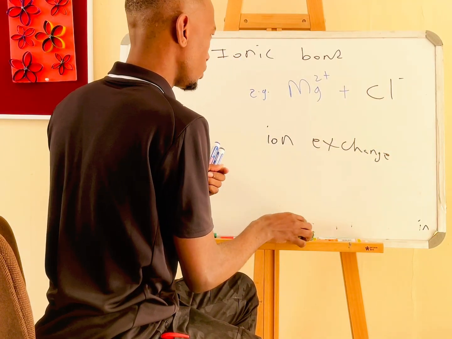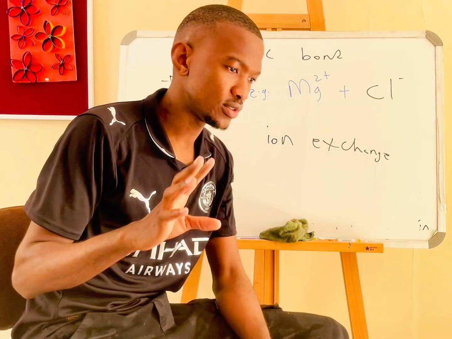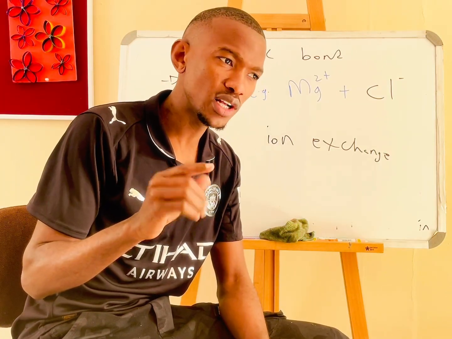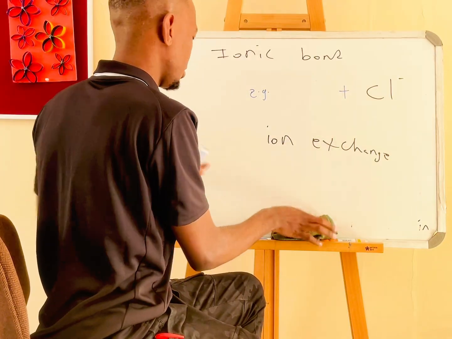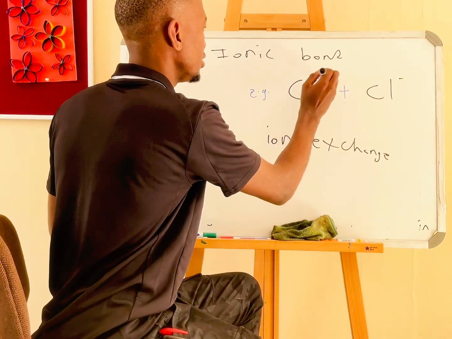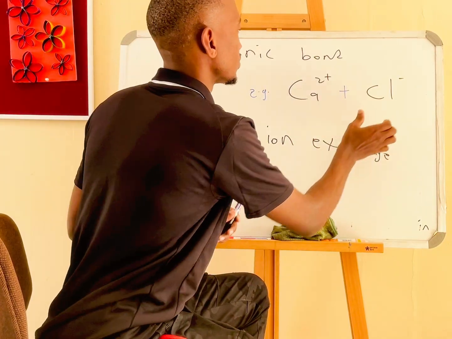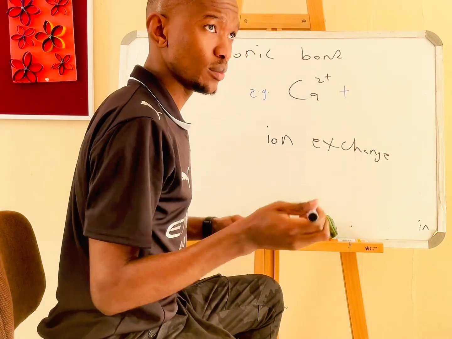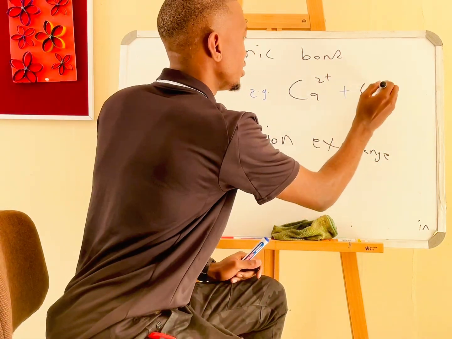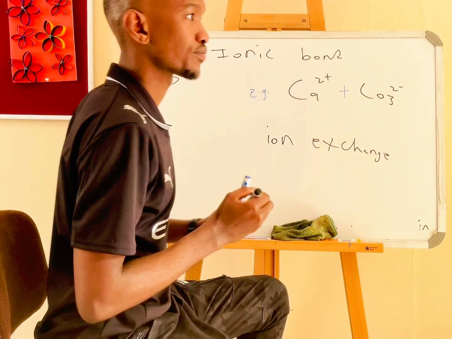Then, one of the easiest of them all that people know is this one. Which one can I do? Let me do calcium for now. Ca is 2 plus. Can I use a polyatomic ion? If I use a polyatomic ion, I can use carbonate, CO3 2 minus.